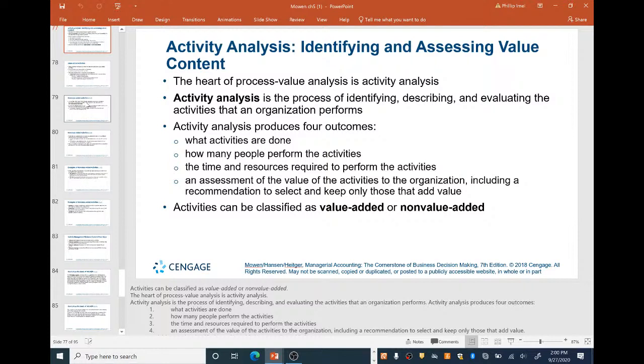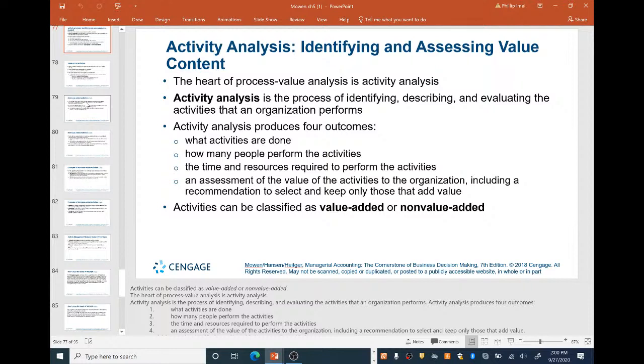Activity analysis is going to produce different outcomes, mainly 4 different outcomes. So these outcomes are going to be what activities were actually done, how many people actually perform these activities, the amount of resources and the amount of time that it was required to perform these actual activities, and then an overall assessment of the value of the activities to the overall organization.